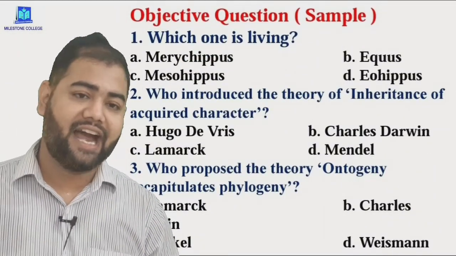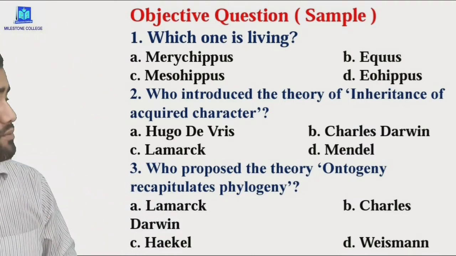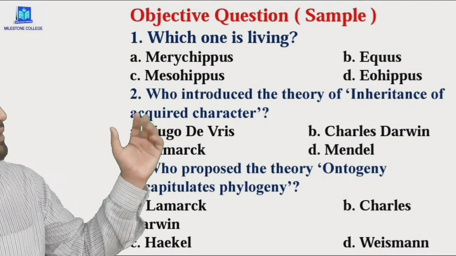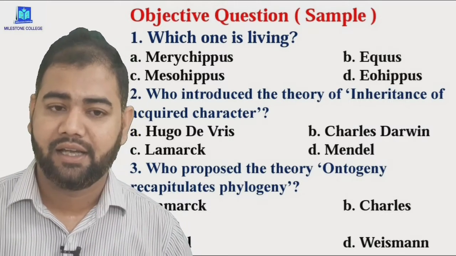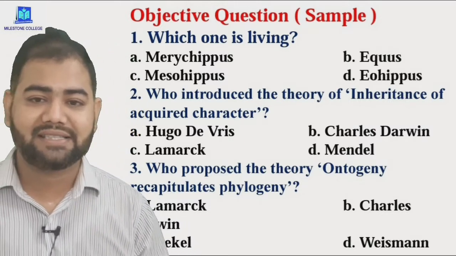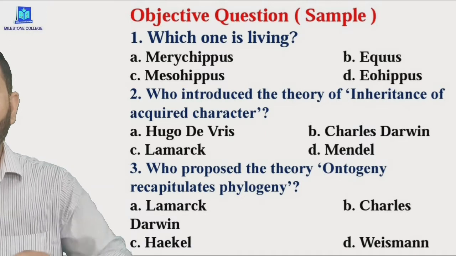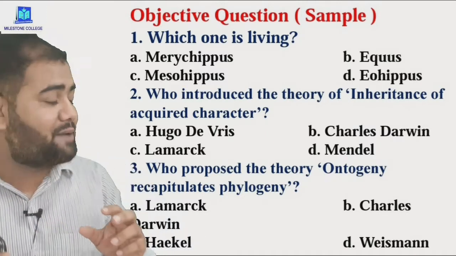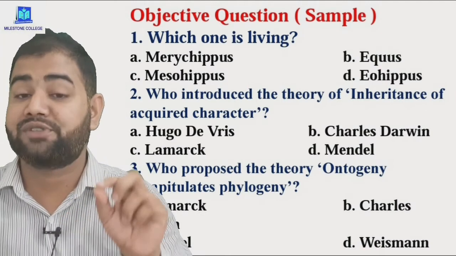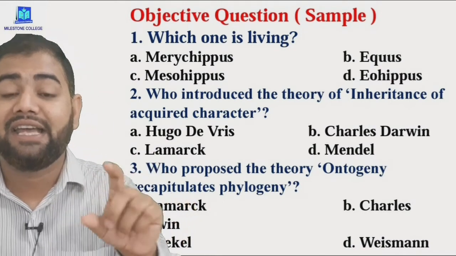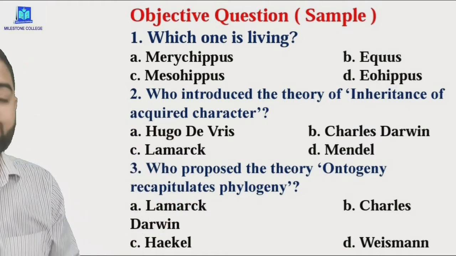Dear students, here are some sample objective questions for you from the chapter Evolution. Number 1, which one is living? Mesohippus, Equus, Mesohippus and Eohippus. You will find the answers to these types of MCQ questions in your textbook. If you face any kinds of problems, you will contact your subject teacher. He or she will give a solution to those MCQ type questions.